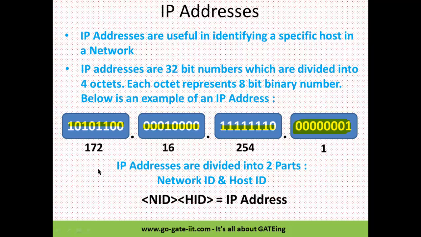Basically, IP addresses are divided into two parts. The first part is the network ID and the second part is the host ID, and this consolidates to an IP address.